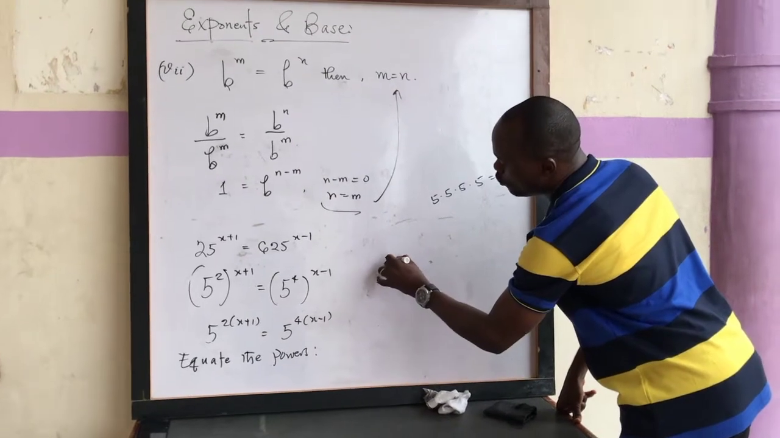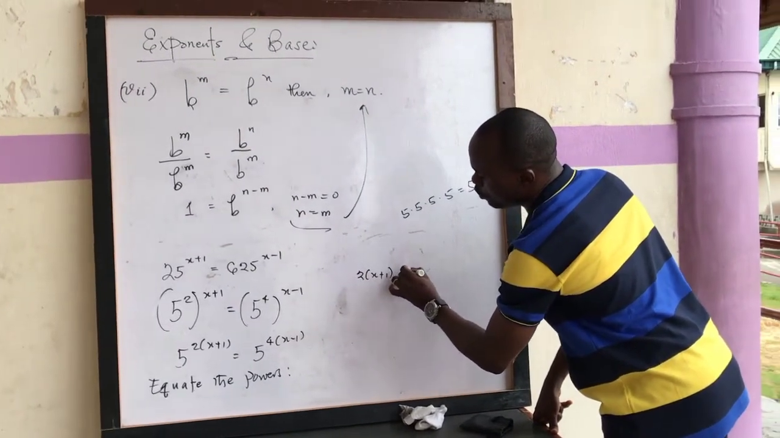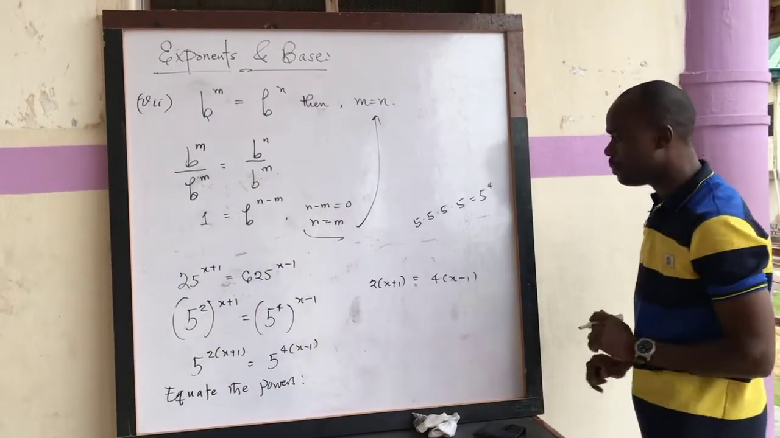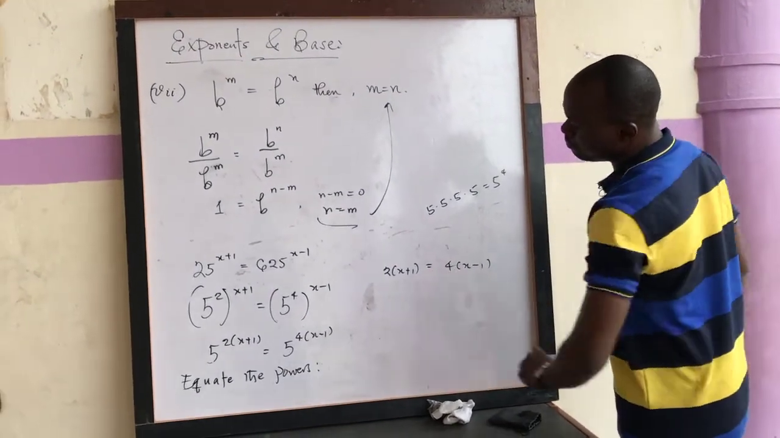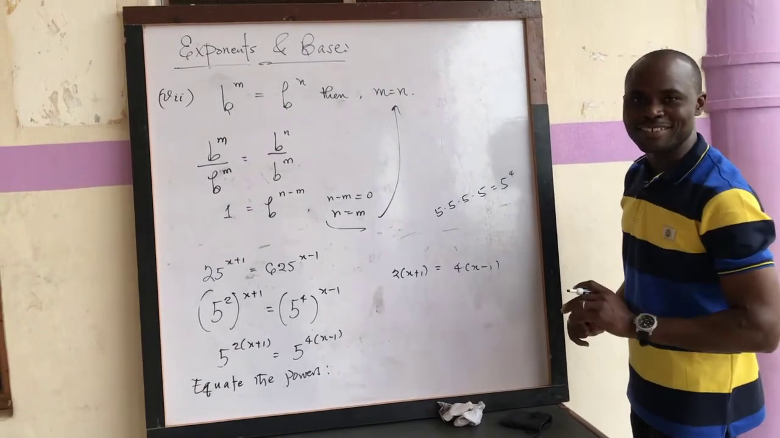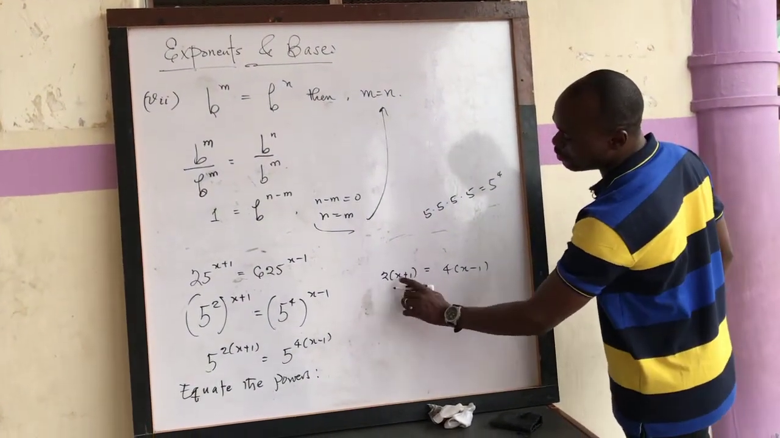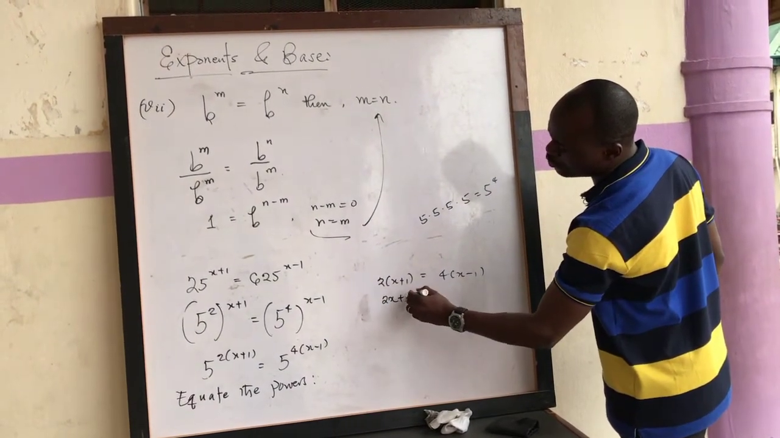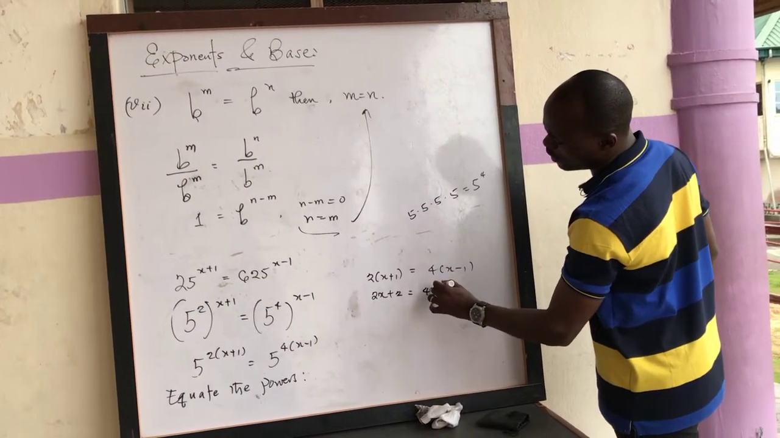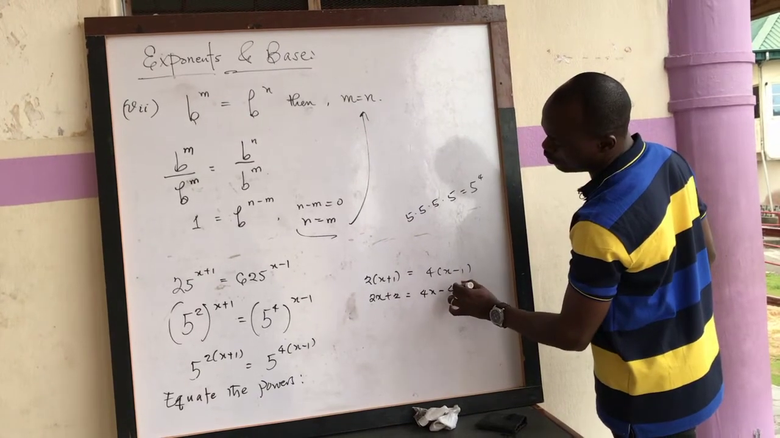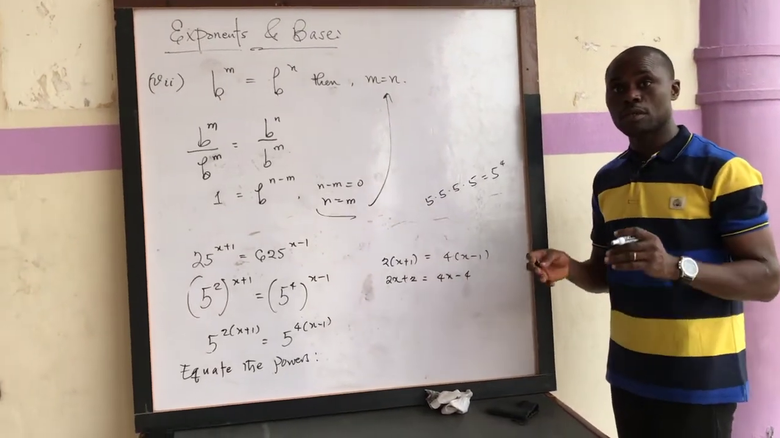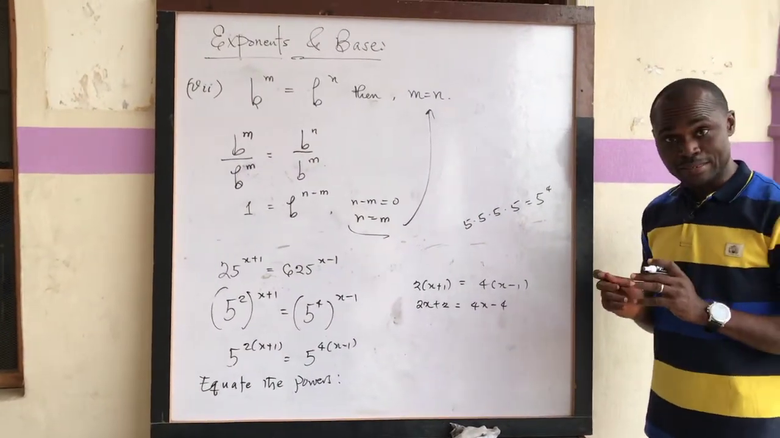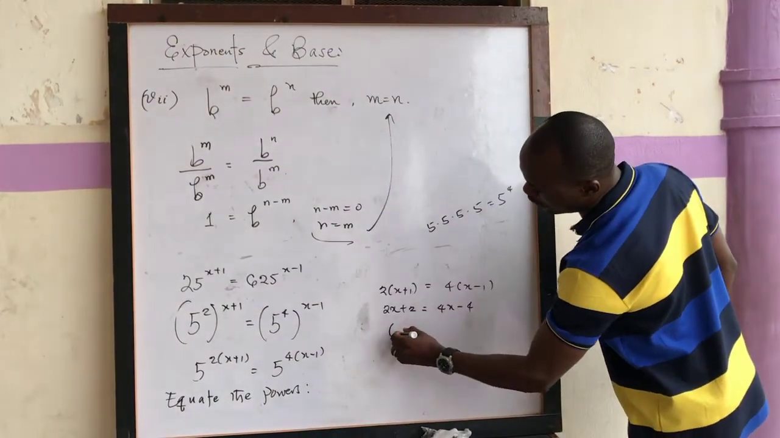powers are actually 2 into x plus 1 equals to 4 into x minus 1. So I can actually forget about the bases for now, just equate the powers, and these are the powers. And let's go back to basics, elementary mathematics. I'll open this bracket. 2 times x is 2x, 2 times 1 is 2, 4 times x is 4x, 4 times minus 1 is minus 4. That is called expansion. It's called distributivity, opening of brackets.